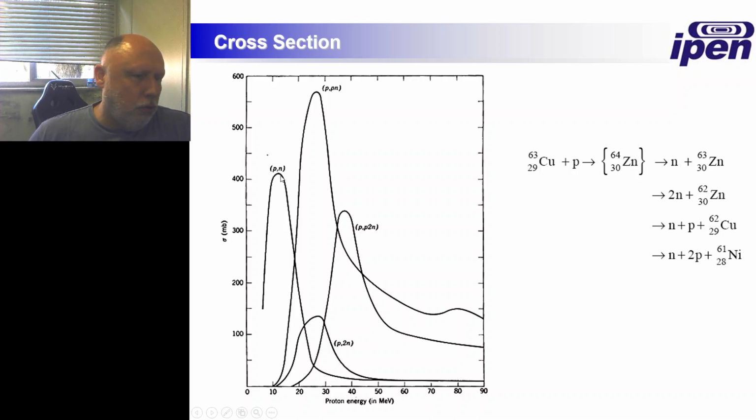Peaking, and you see the probability of this reaction goes down very quickly, and now you have a much more likely reaction until 25 MeV, and then it starts to drop too, and you start to have this reaction dominating, which is the p2n. I guess there's some mistake here. Okay, forget it.